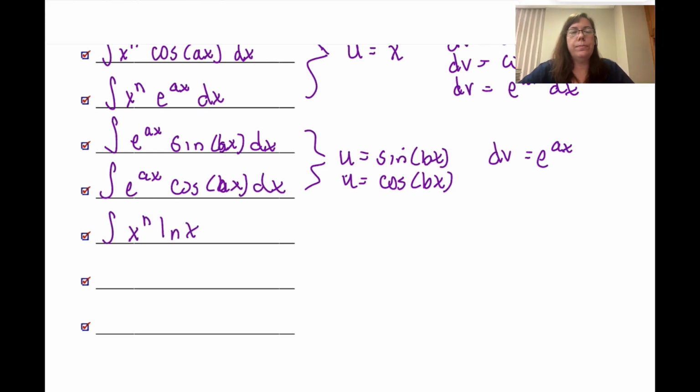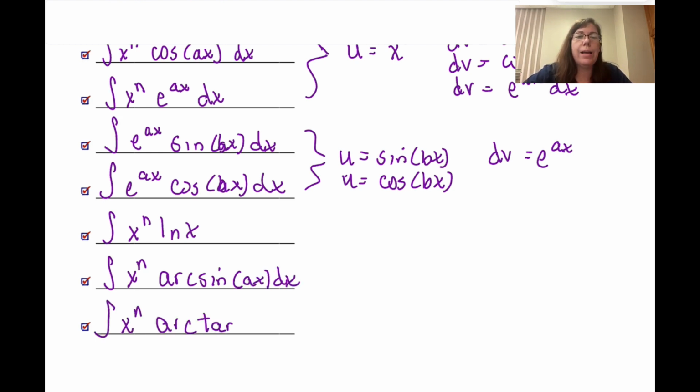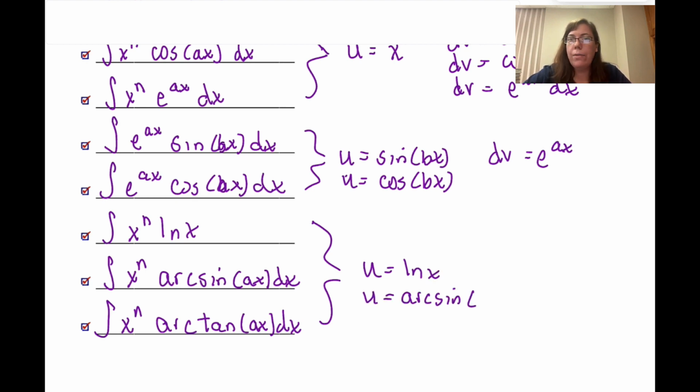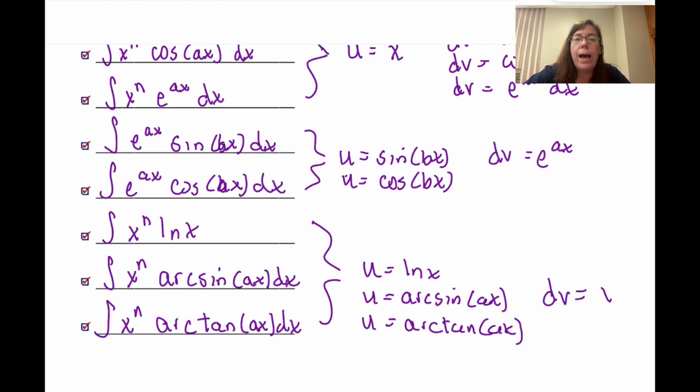Let's say I have the integral of x to the n times the natural log of x, or x to the n times the arc sine of ax dx, or x to the n times the arc tangent of ax dx. In these cases, it's not the polynomial. This is one of the few cases where you wouldn't pick the polynomial to be your u. Instead, it works out easier if you make your u the natural log of x, the arc sine of ax, or the arc tangent of ax. The reason is that the derivatives of those are all rational functions, which are easy to work with and may simplify down with the polynomial function that we integrate.